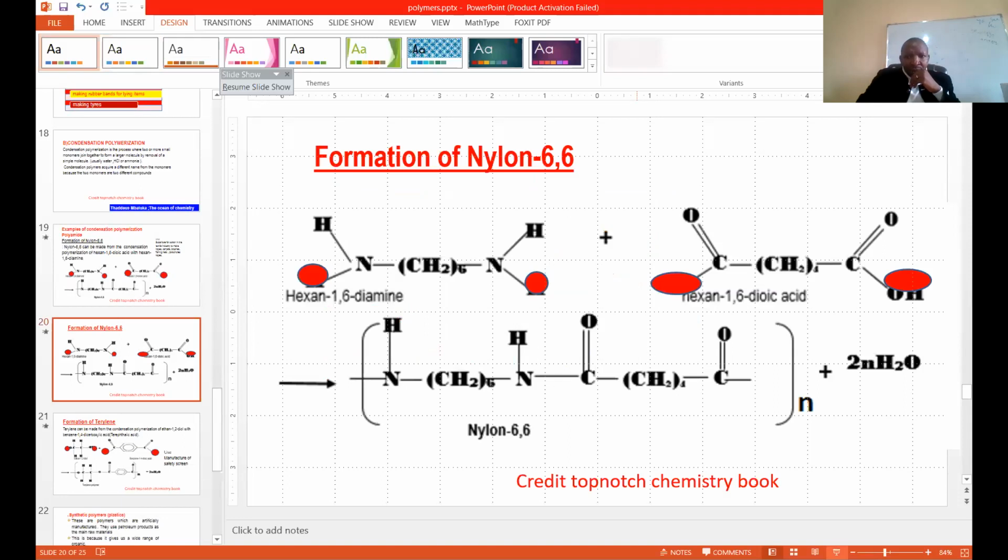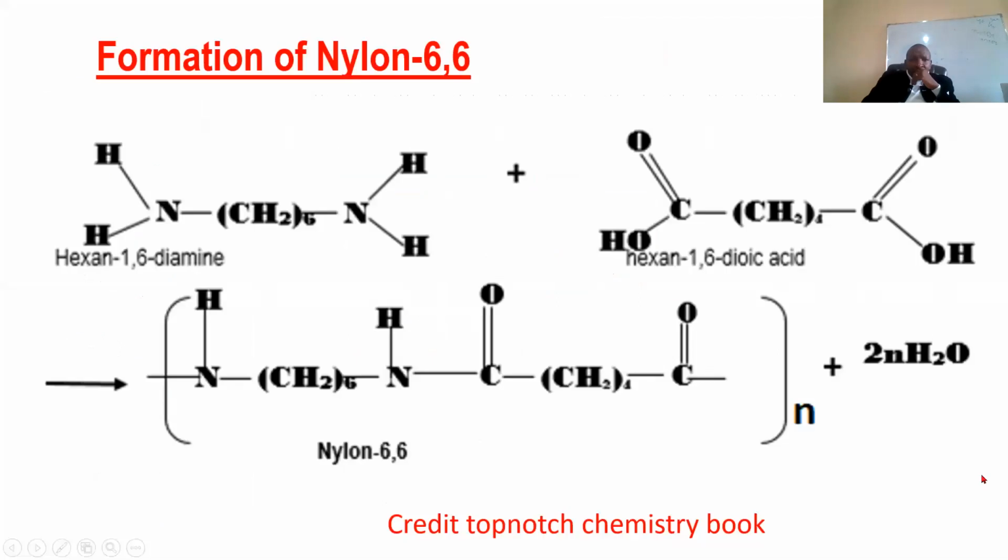Yes, there is this 2N and then the water molecule. Where is this 2N coming from? The 2N. Oh, good. You see, this N represents a combined molecule of both hexane 16 and hexane 16 diamide.